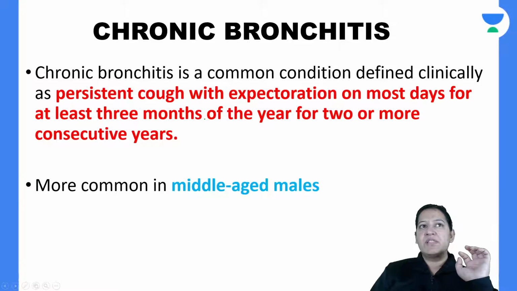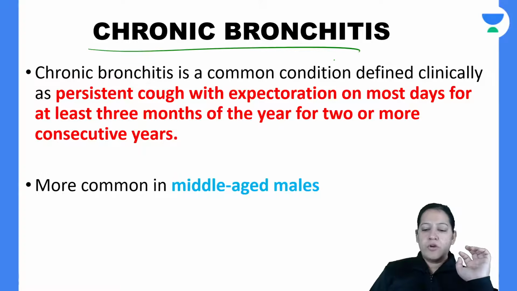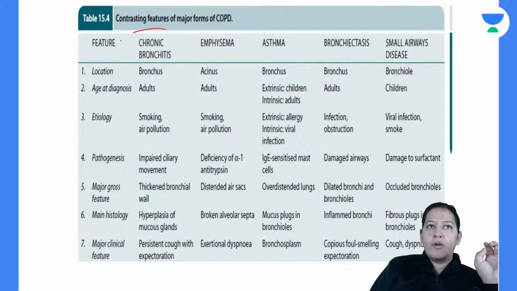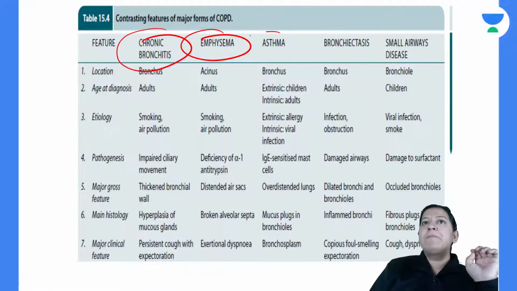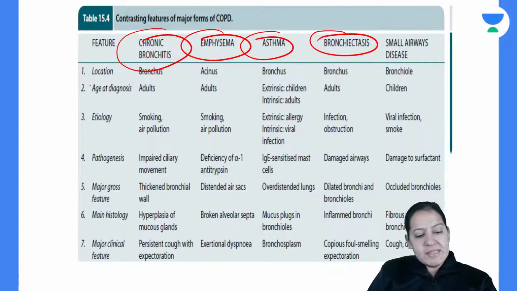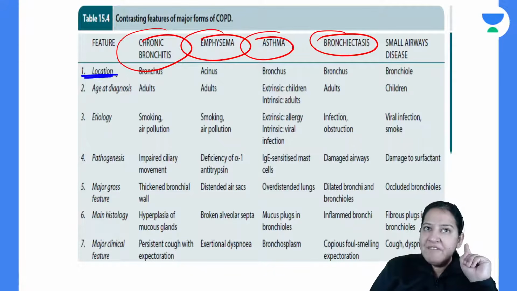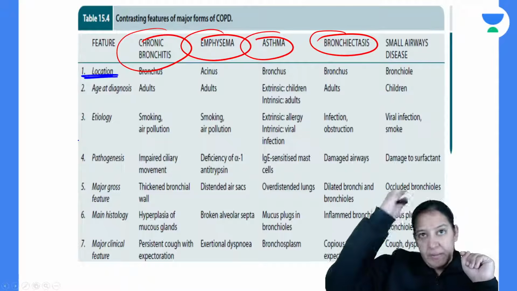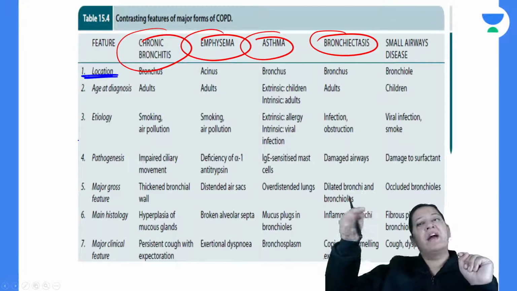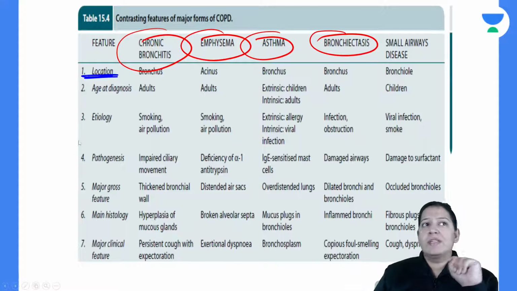We are starting with the first one, chronic bronchitis. Make this comparative table with me, if you wish. So chronic bronchitis, emphysema, asthma, and bronchitis, which I am going to teach you today. So what is their location? At what level are they causing the obstruction? In the entire respiratory tree, starting from trachea till alveolus, where are they causing the obstruction?